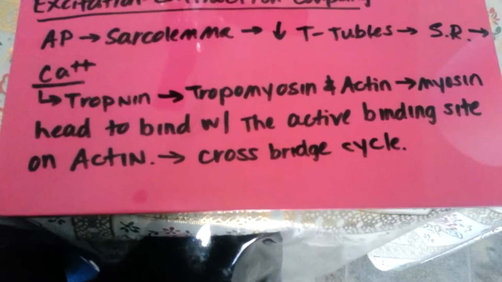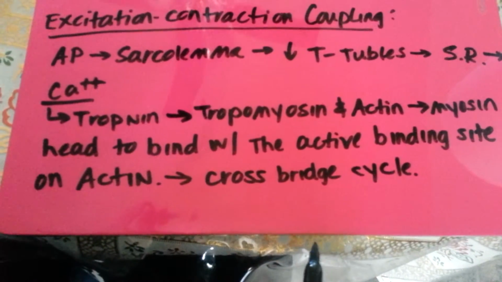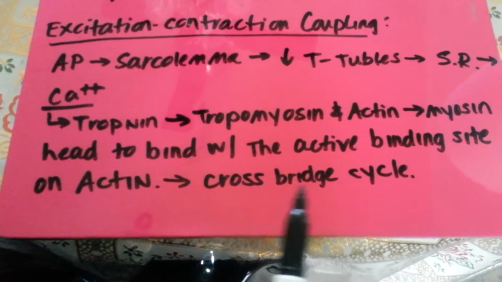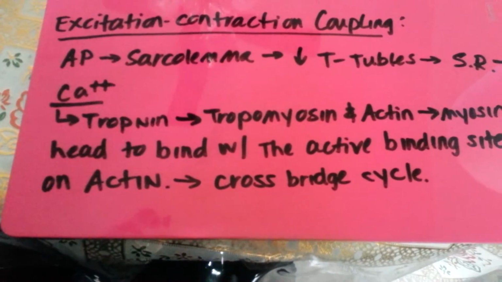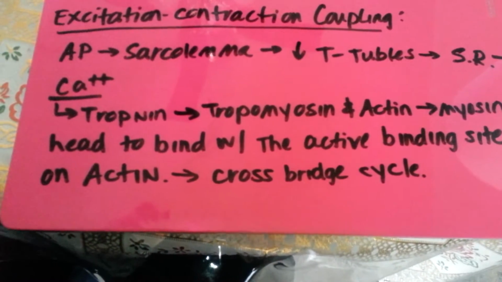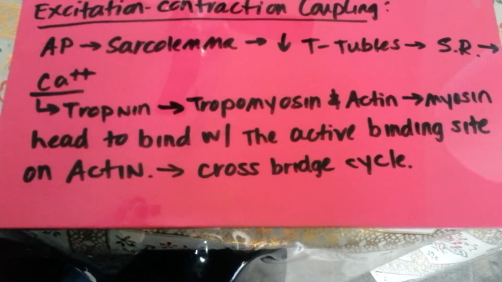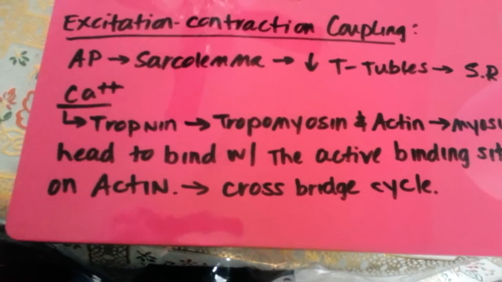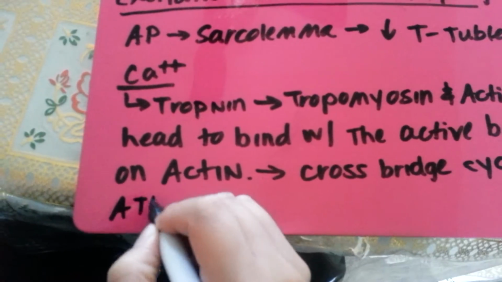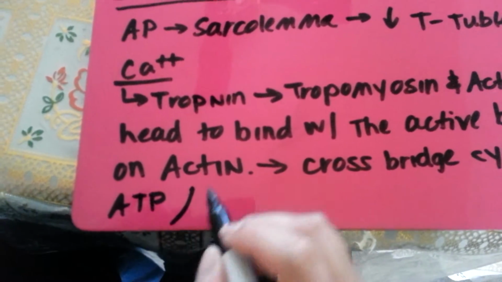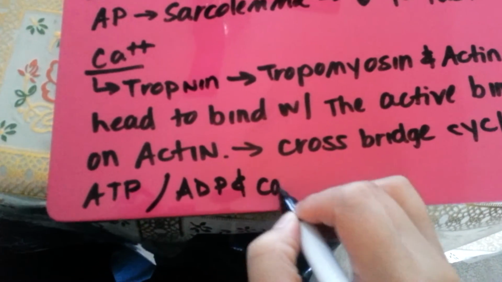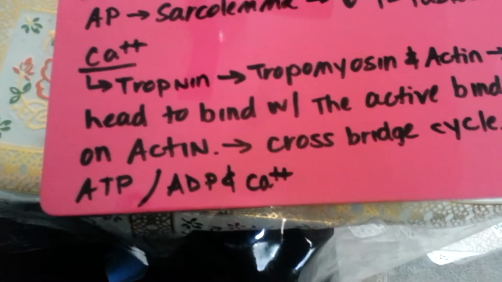Okay, just to clarify, the cross bridge cycle is the binding of the myosin head to the active binding site on actin, okay? So again, the cross bridge cycle is the binding of the myosin head to the active binding site on actin. And to detach, you need ATP to detach, all right? And you need ADP and calcium to reattach.